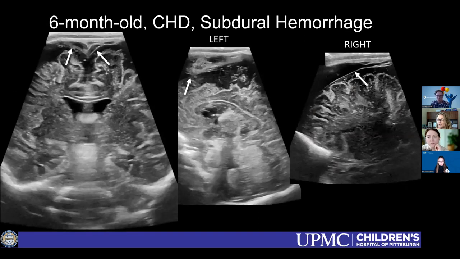I have another mantra. Number 1, the choroid plexus should be the brightest structure in the brain. Number 2, never trust a kid with congenital heart disease. I find that more often than not, they have some sort of subdural collection. Now, is it clinically significant or not? We could debate that, but it's probably important that they know, especially if we're following them.